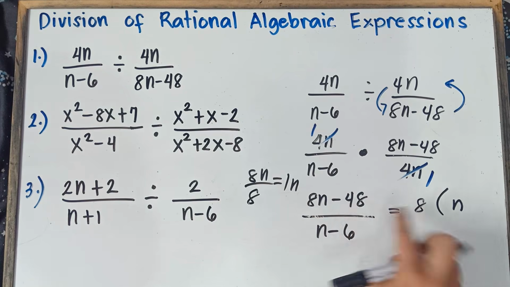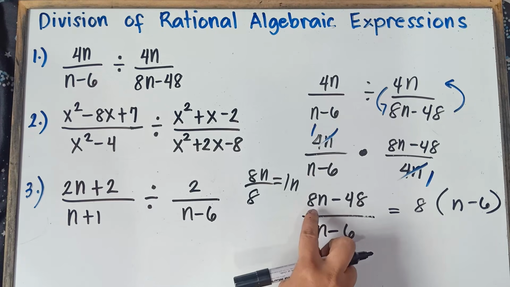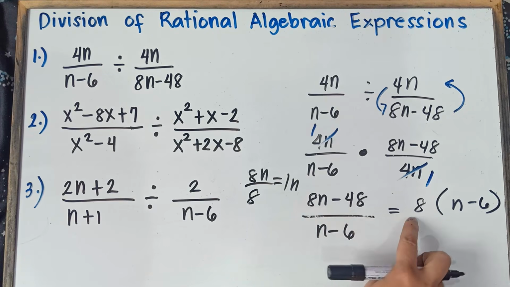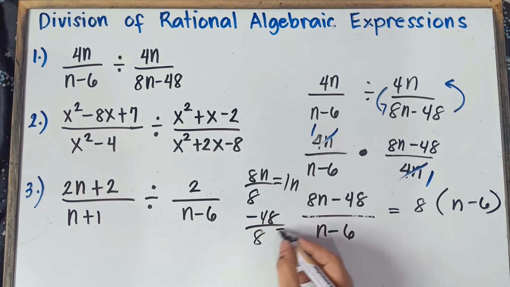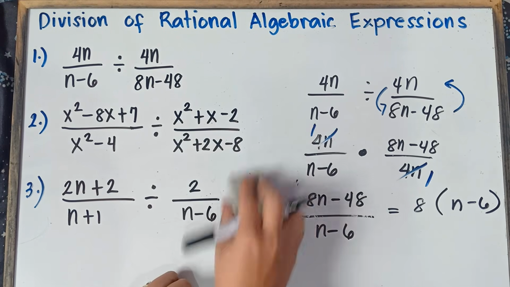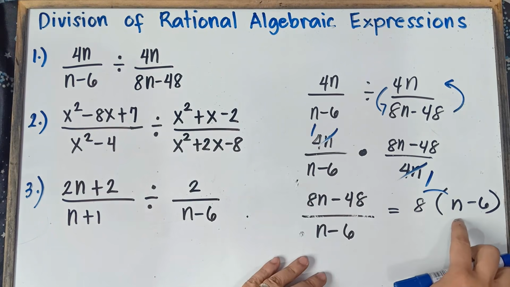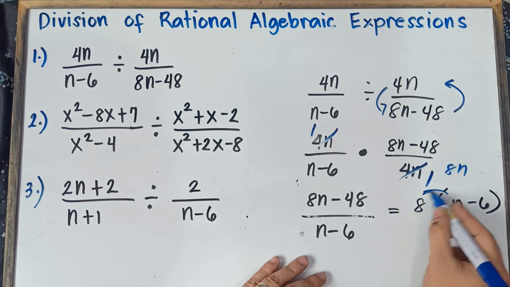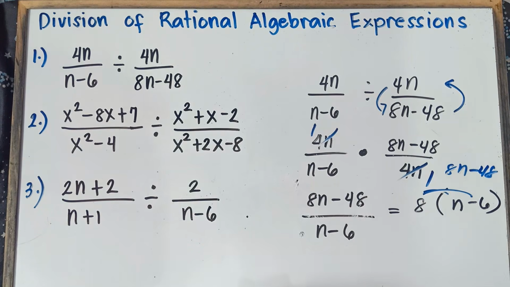And then this one, negative 48 divided by 8, that would be negative 6. Unlike signs, if you're dividing, the answer is always negative. So you can always double check your answer, class, by distributive property. Simply multiply this one. 8 times n, that would be 8n. And then 8 times negative 6, that would be negative 48. Yup, we factored it out correctly.